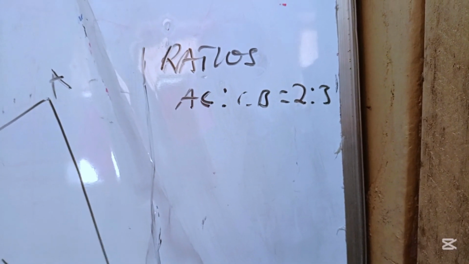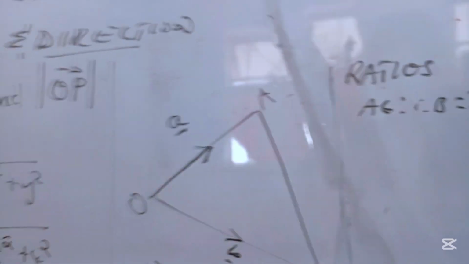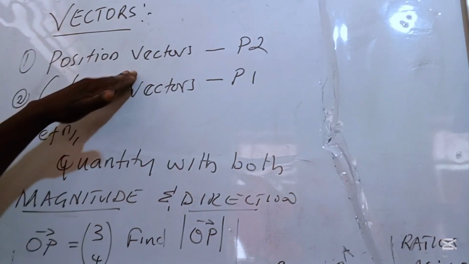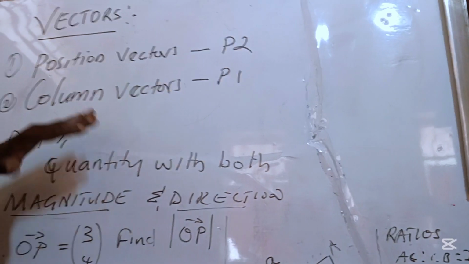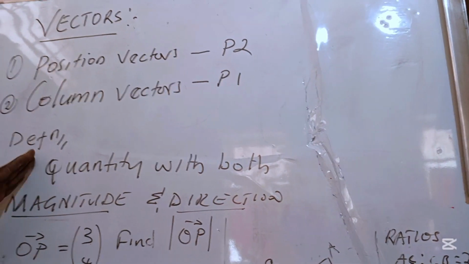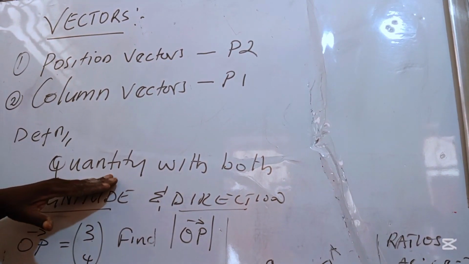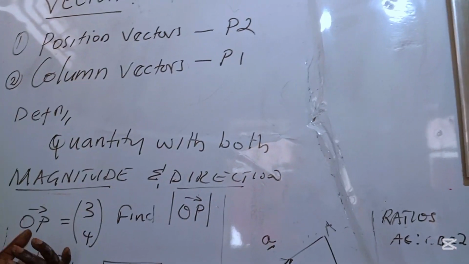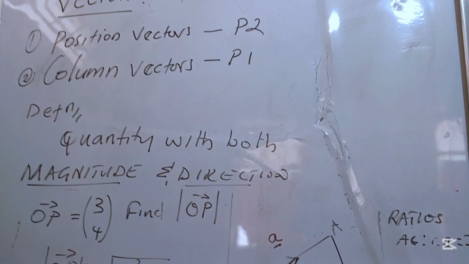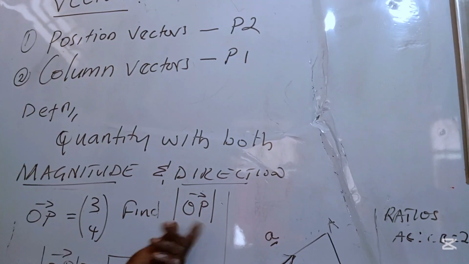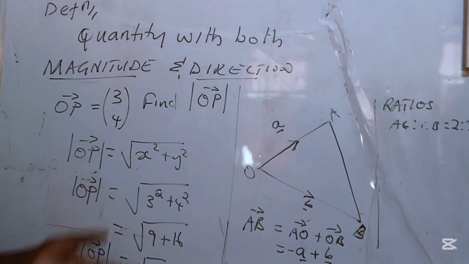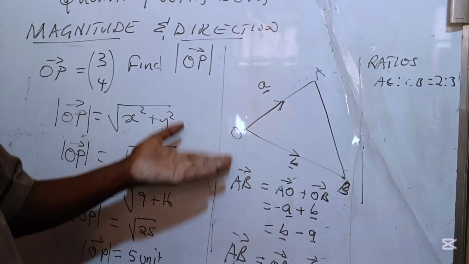I was saying there are two types of vectors: position vectors and column vectors. Position vectors normally come in paper 2, column vectors in paper 1. Definition: what is a vector? A quantity with both magnitude and direction. When we talk about magnitude, we talk about size. This is how we calculate the size, and normally such questions are in paper 1.